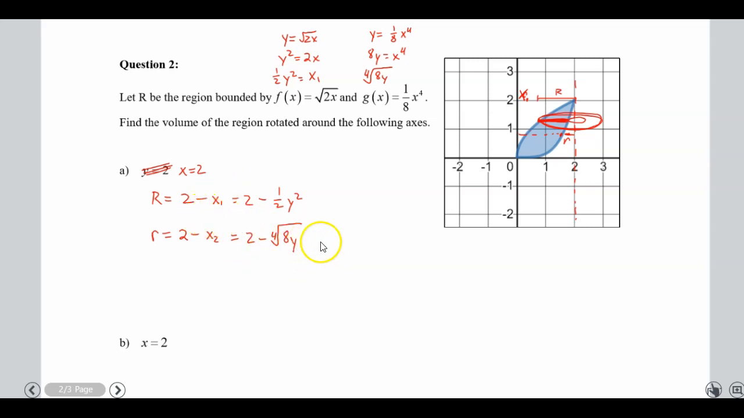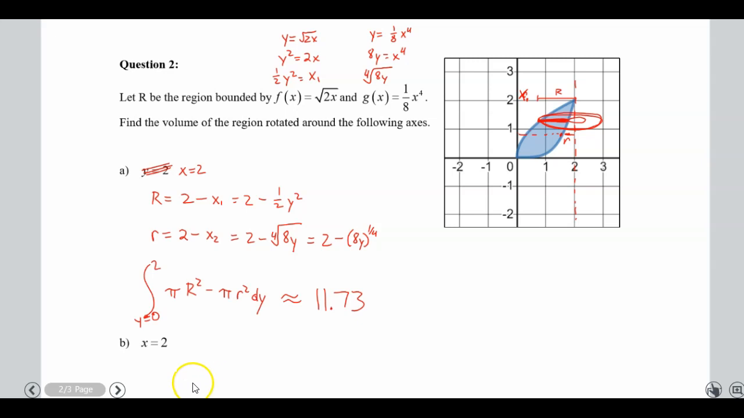And when you're typing that in, you may need a 1/4 power. So you could also do 2 minus 8y to the 1/4. If you're not sure how to type in roots of other orders, you can always just change that to a fractional power. So that's what I'd use for my little r. So go ahead and try to set up the integral. Pause the video, see if you can get it. I'll go ahead and write it down for you to look at when you unpause.